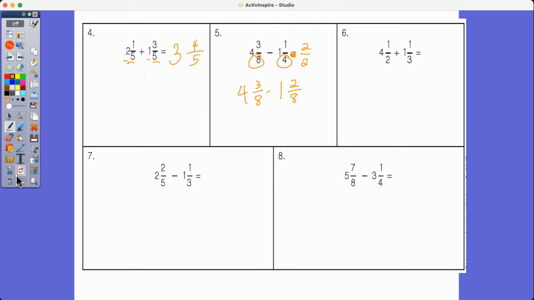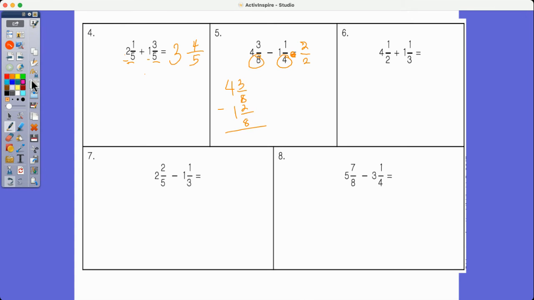Let me erase this. I want to write it the other way. Sorry, I'm being picky. 4 and 3 eighths minus 1 and 2 eighths. I like to write it up and down for this.